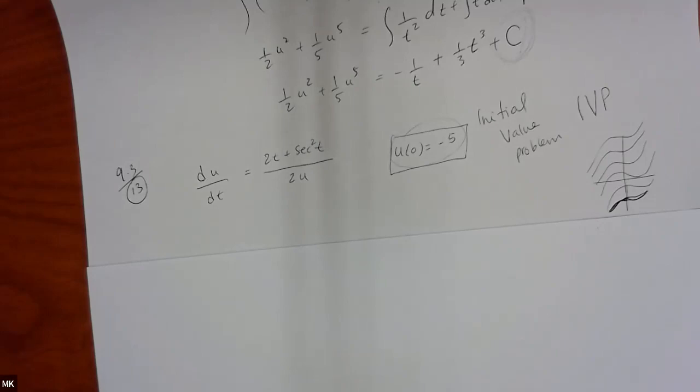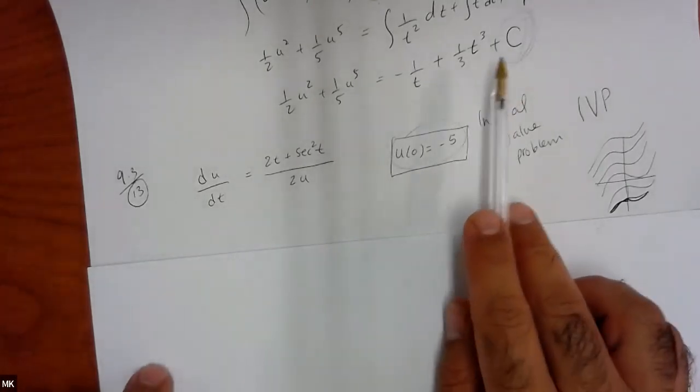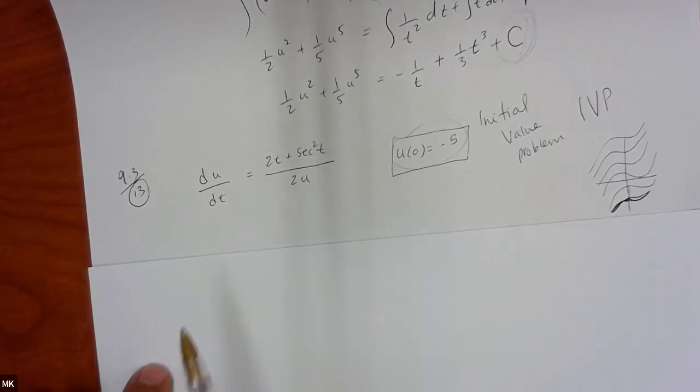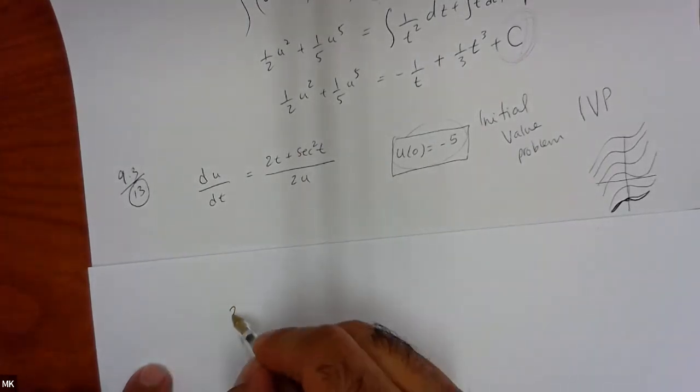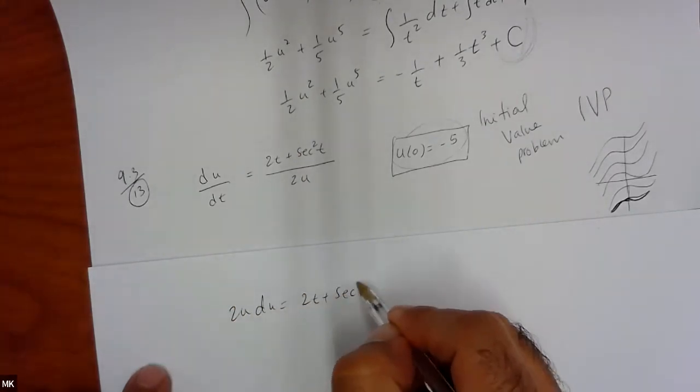Let's not get stuck on that too much. It's not a big focus of what we do in this class. Anyways, after I solve this, I need to make sure I don't have a constant, because I will plug in my initial conditions to solve for that constant. So 2u du is equal to 2t plus secant squared t dt.